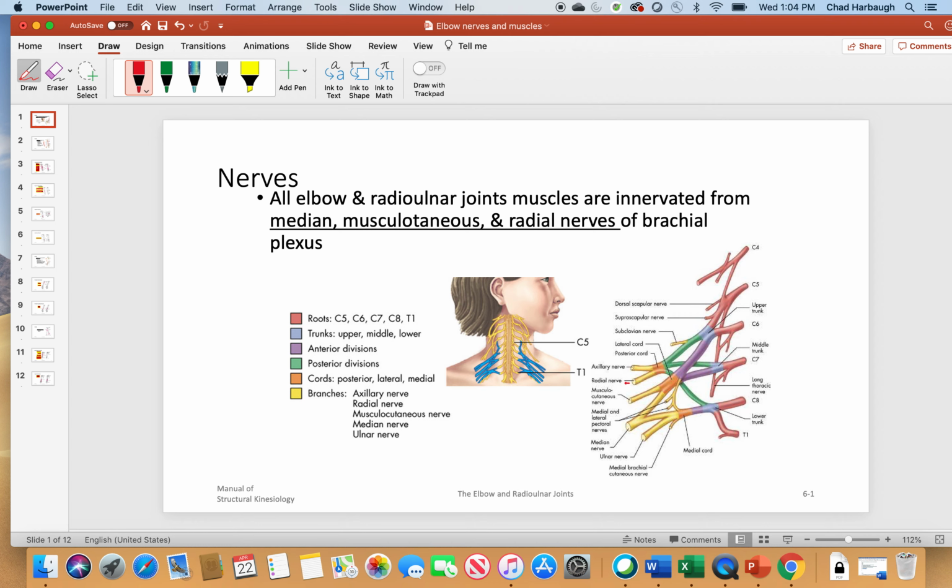The radial nerve is important because it's formed from the posterior cord. And remember, the naming of the cord is going to be their relationships to the axillary artery. So the radial nerve is going to lie in the posterior side in relationship to the axillary artery. It's also part of the posterior division of the brachial plexus, and it's going to bring in the anterior rami or the spinal nerves of C5, C6, C7, C8, and T1.